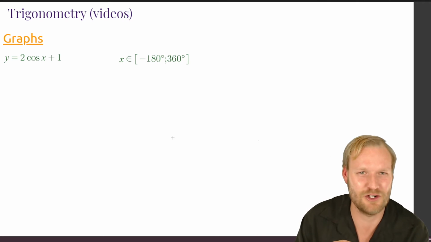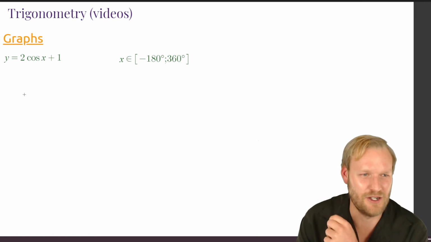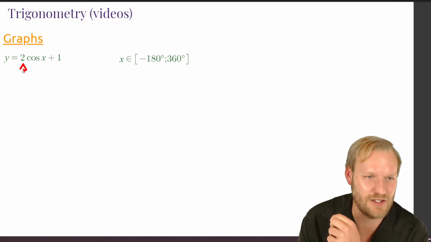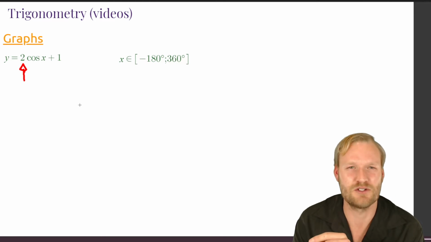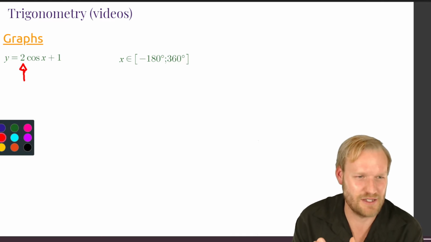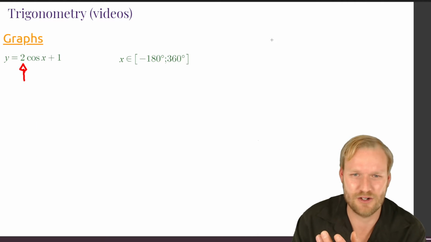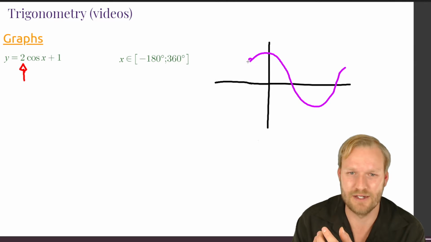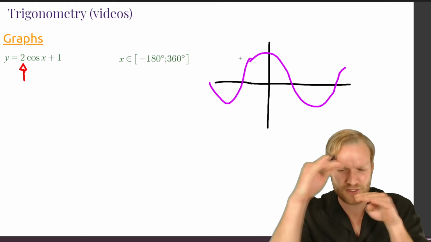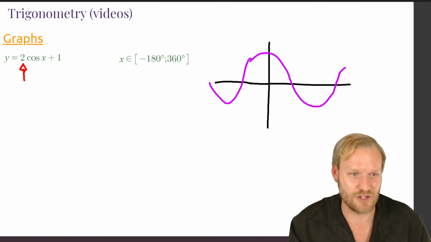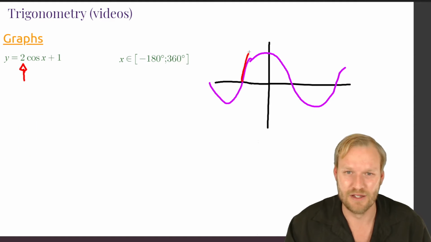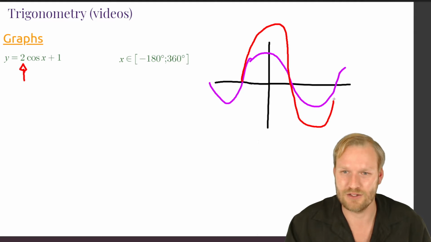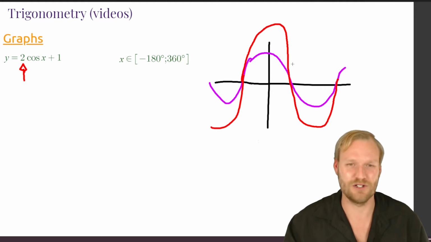So y equals 2 cos x plus 1. Now, what is the effect of that 2 in front? Well, if you had your basic cos graph, let's just have it here for reference, and cos looks something like that and carries on. What the 2 does is stretch it up. So instead of looking like that, it's going to be stretched up twice as high, twice as low. So that's what it would look like.